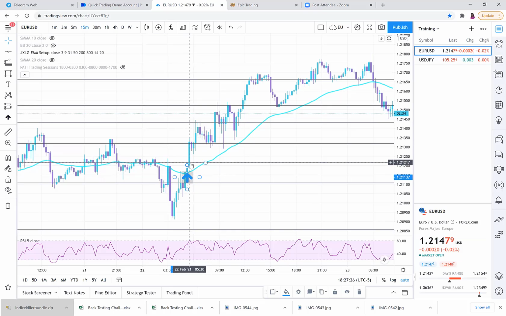And when it got to this zone, we did not get a pullback. Price just broke through and went straight to the next zone. So that's okay. It depends on your risk level. If you want to enter while that candle is moving, that's a little risky. We like to wait for the candle to close.